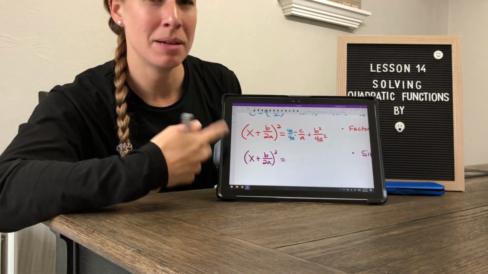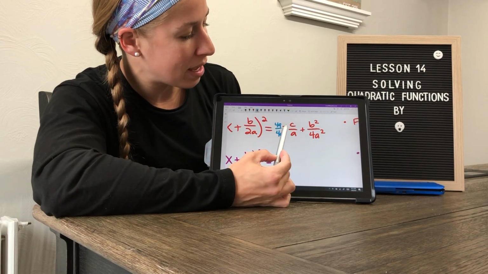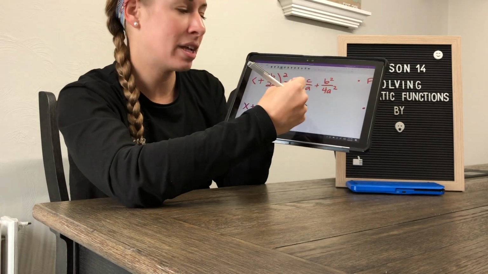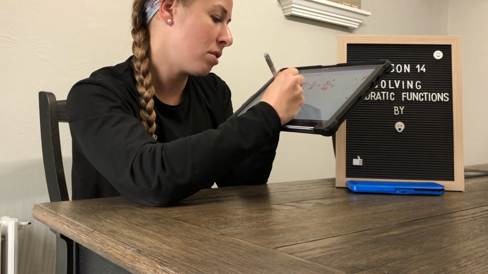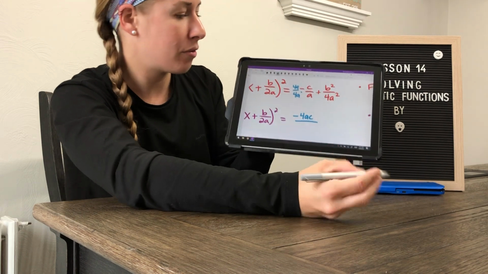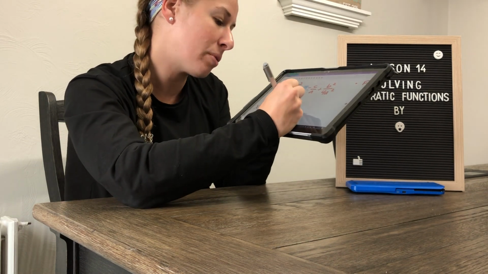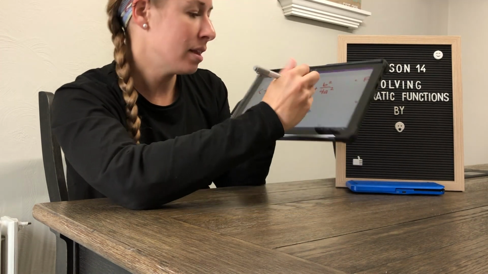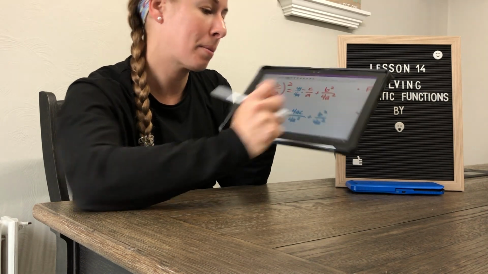Okay, this might take me a couple steps to show it all. So the numerator then would be 4a times this. This is a negative c, so I'm just going to write that all like mushed together. 4 times a times c, they're all different, so none of them combine. So that's a negative 4ac over, and then our denominator becomes 4a times a, which is that 4a squared, which is what we wanted, plus that b squared over the 4a squared.